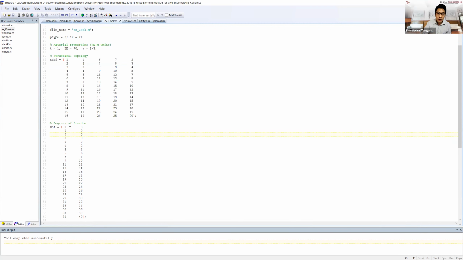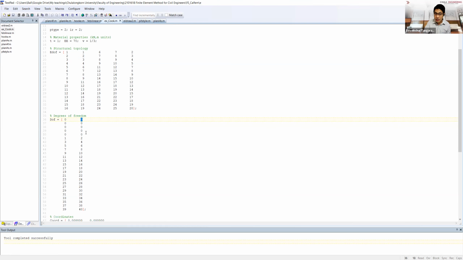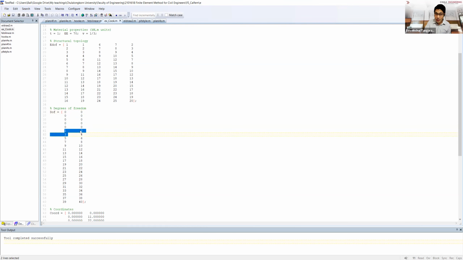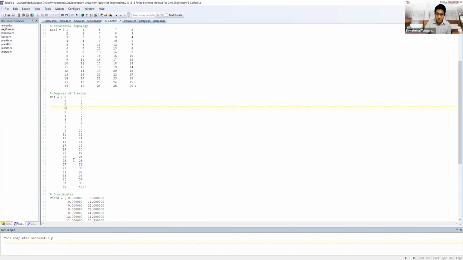Each node has a degree of freedom, right? When I put 0, 0, it means I clamp them, I fix them, so it doesn't allow them to move in the X direction and in the Y direction. When I start to number the degrees of freedom, I try to allocate the movement to each of the nodes. So you have to count: this is node number 1, 2, 3, 4, and run the numbers down.